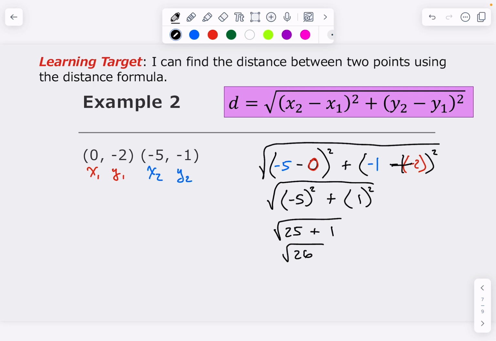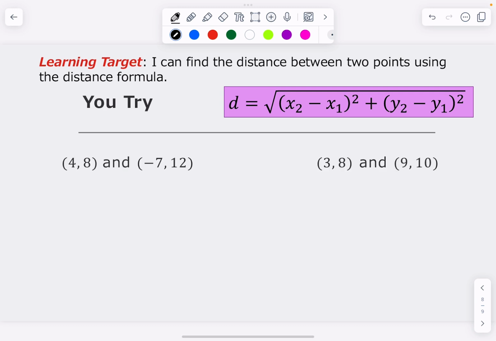And 26 is not a perfect square. Also, all of its factors are prime numbers, so there aren't any perfect squares that come out of it. So my final answer is square root of 26, which is approximately equal to, like we did yesterday, the decimal 5.10. So the distance is square root of 26, or approximately equal to 5.1 units.